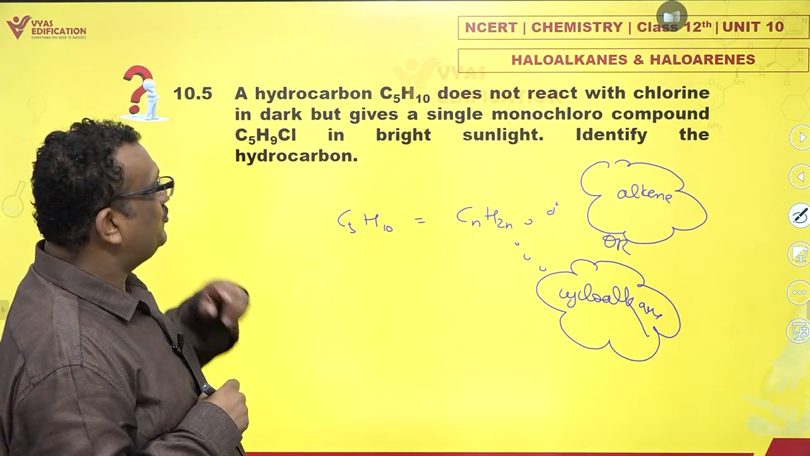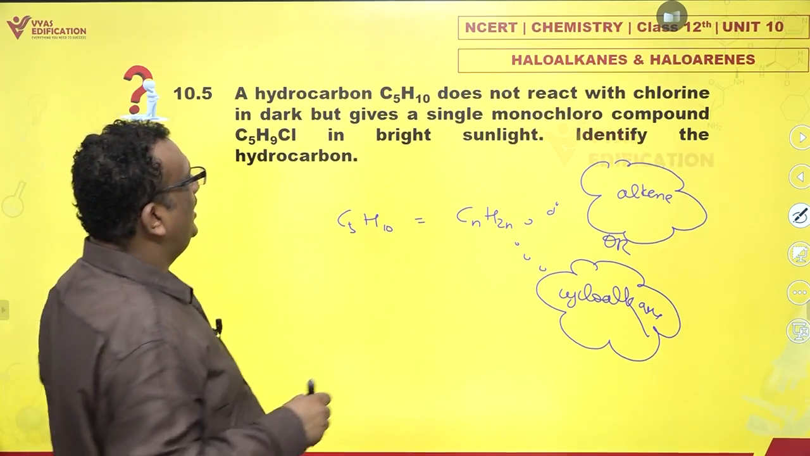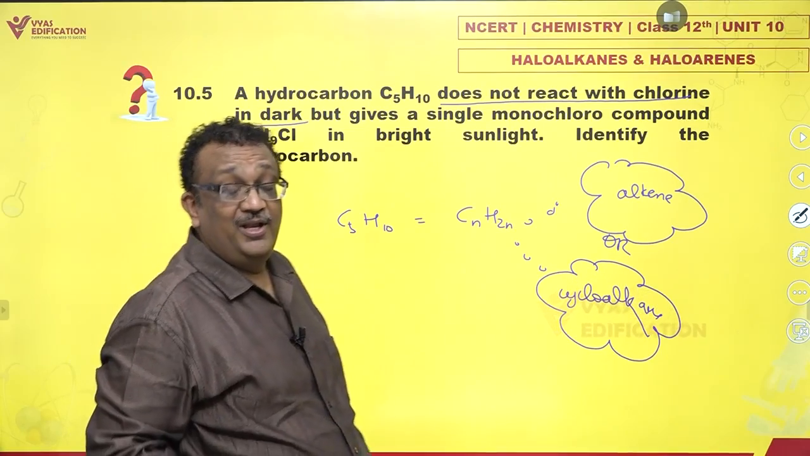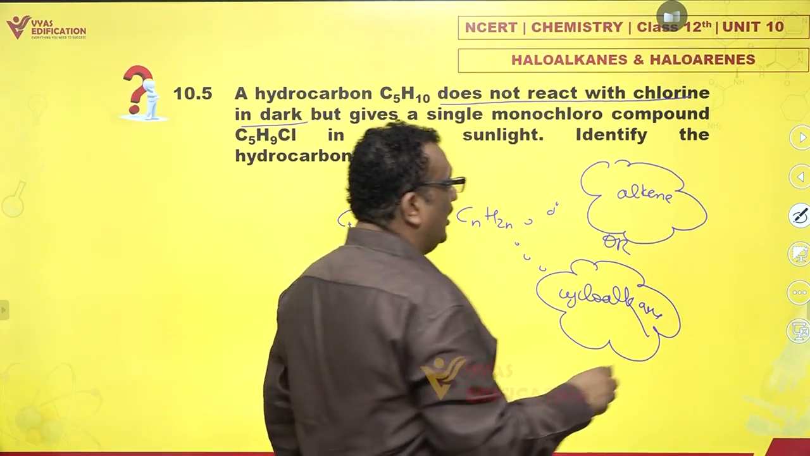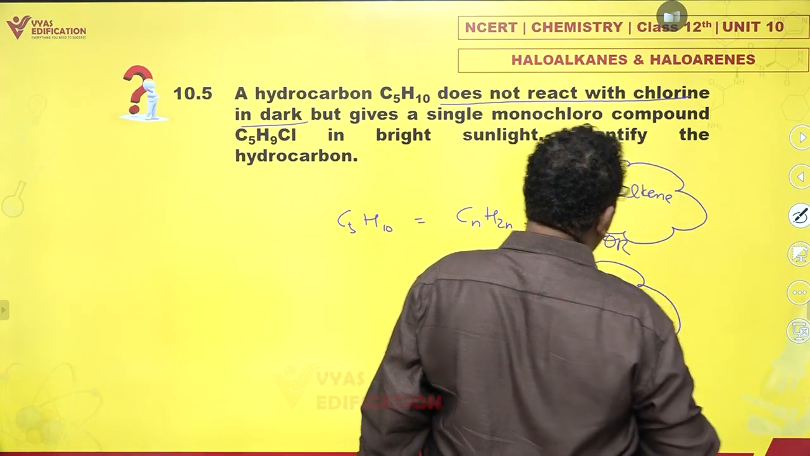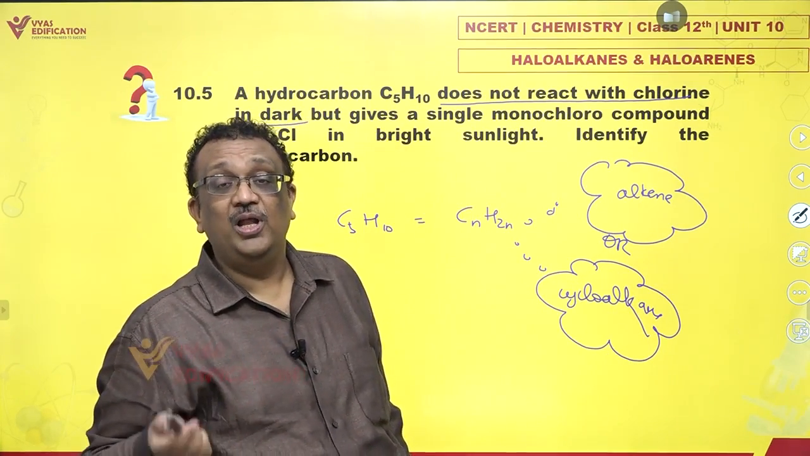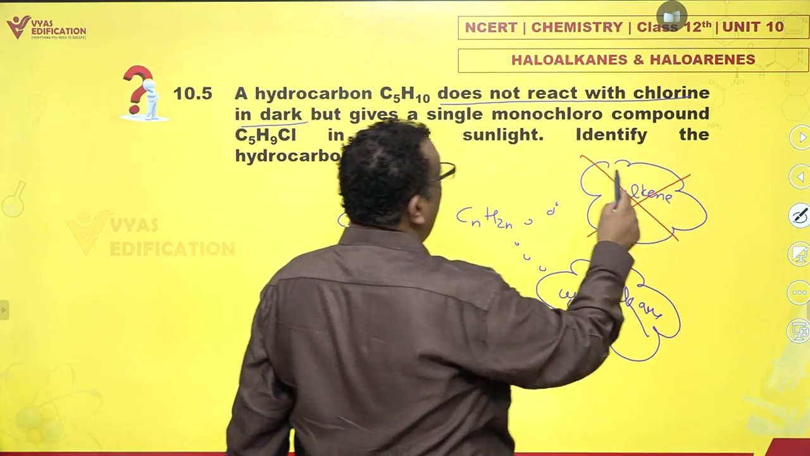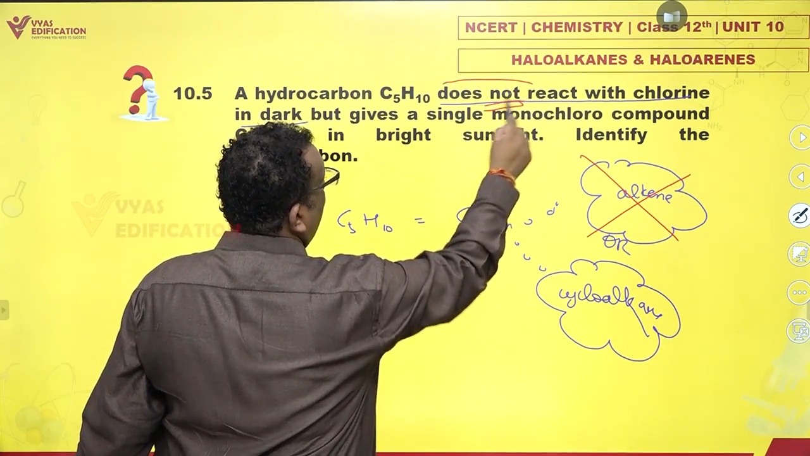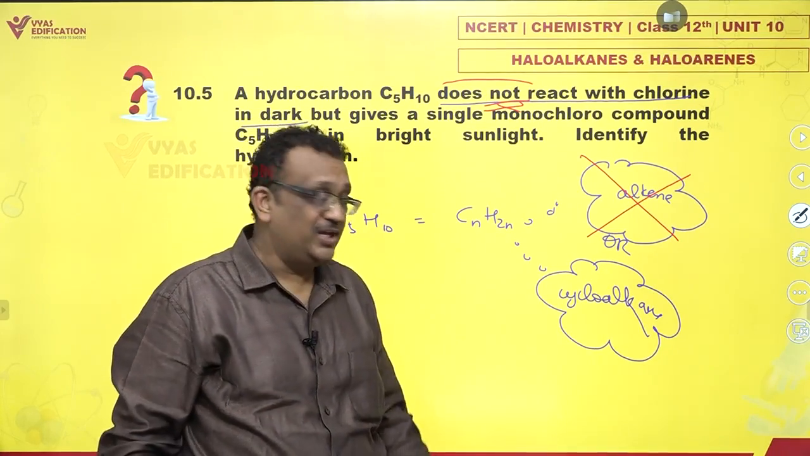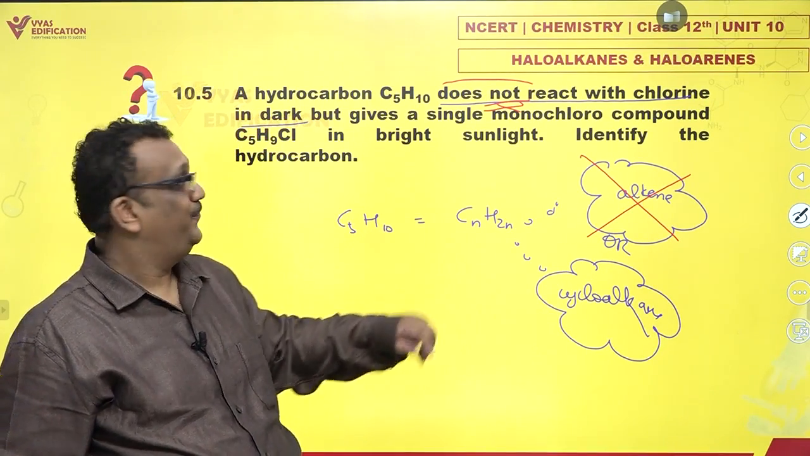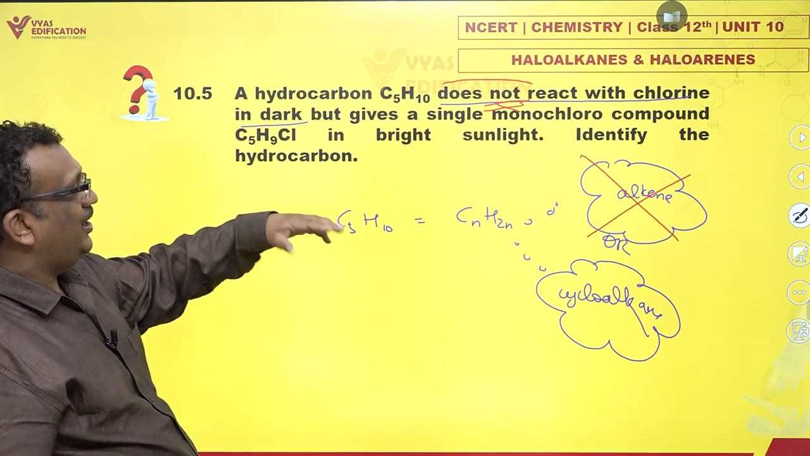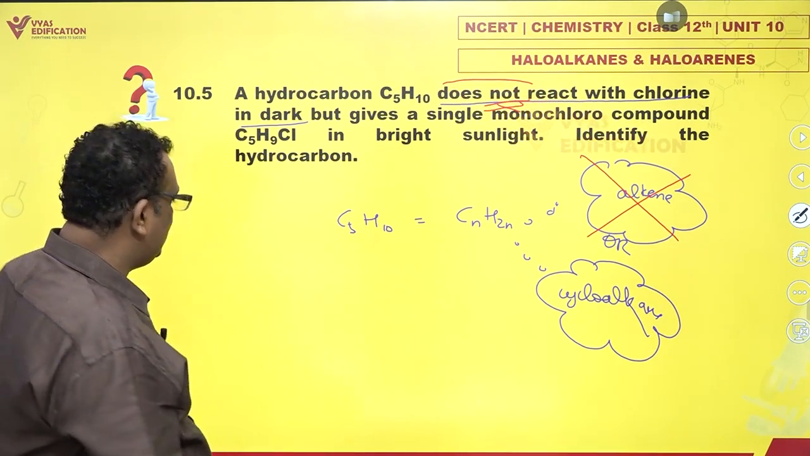Which one? Now they are giving you a hint. It does not react with chlorine in dark. What does it mean? It means chlorine, all the halogens, bromine also for that matter, can add on alkenes in dark. So if it is an alkene, it would react in dark, but because it does not react, that means it is not an alkene. It has to be a cycloalkane. But gives a single monochloro compound in bright sunlight, photochemical halogenation.